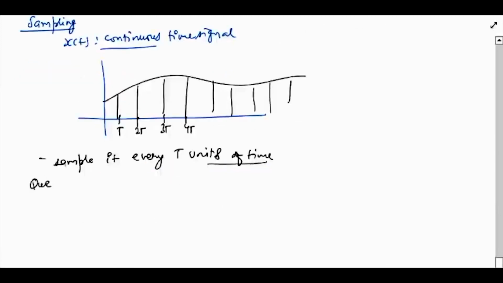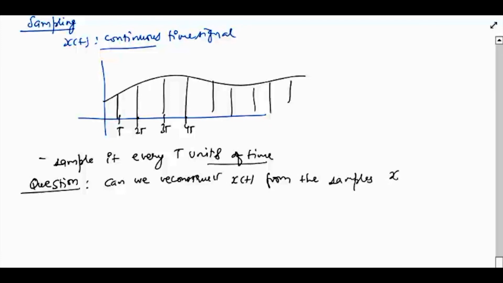The question is, can we reconstruct x(t) from the samples, which are x(nT) for n in Z plus, that is n equals 0, 1, 2, 3, 4 etc.? This is the question whose answer is given by the sampling theorem by Shannon and Nyquist.